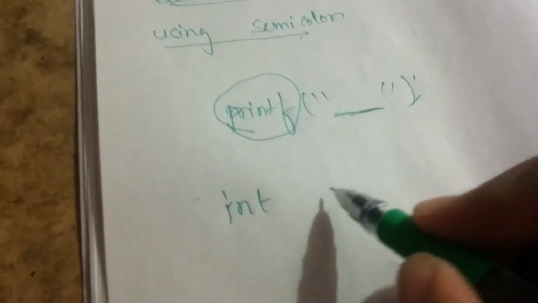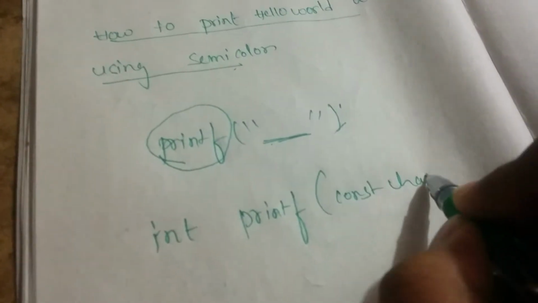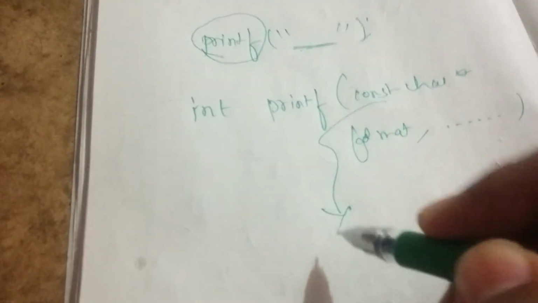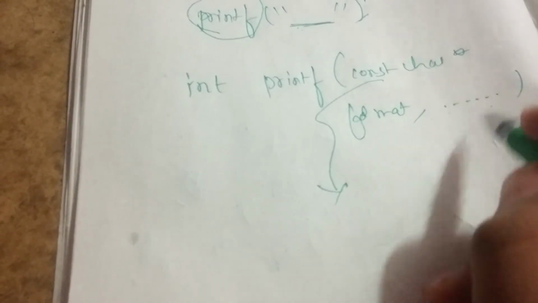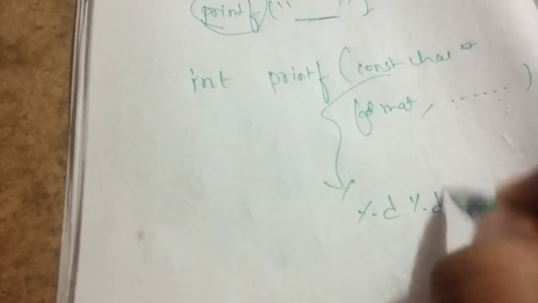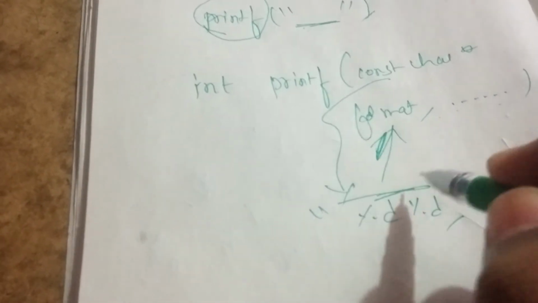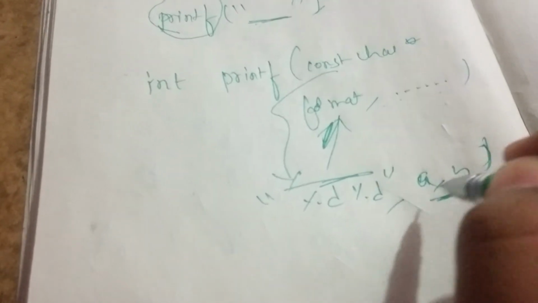Let's look at the prototype of printf: int printf(const char *format, list of arguments). It accepts a string of format specifiers followed by the arguments, something like %d and a comma b. This is the string that printf accepts, and these are the items that printf takes to print. These are nothing but arguments.